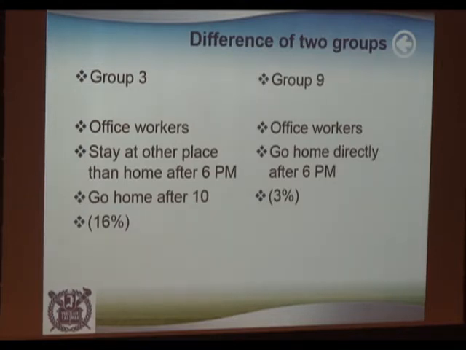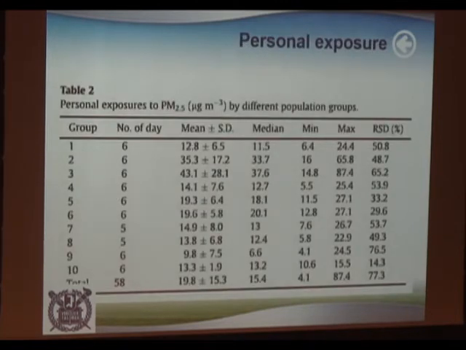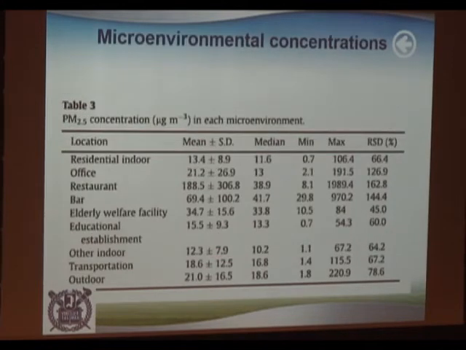And when we simulate this activity while carrying a PM 2.5 monitor, their exposure is a 4 times difference. Group 3 is about 43 micrograms per cubic meter, and group 9 is about 10. They have a similar office environment, but just staying somewhere else after 6 causes such a big difference. So where is the exposure coming from, which microenvironment is actually causing this 4 times more population exposure?